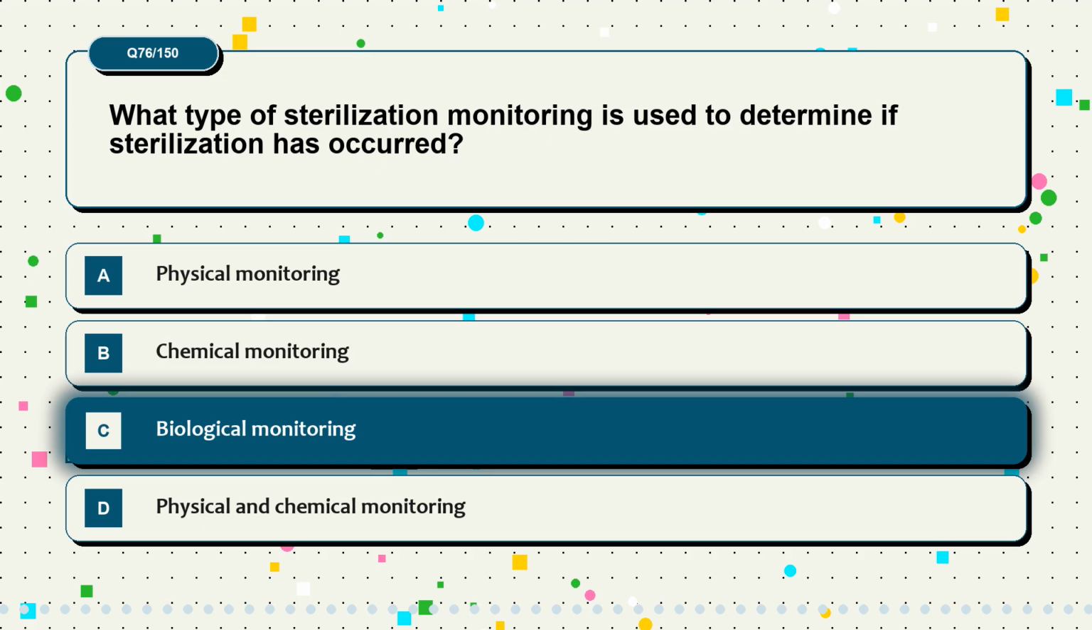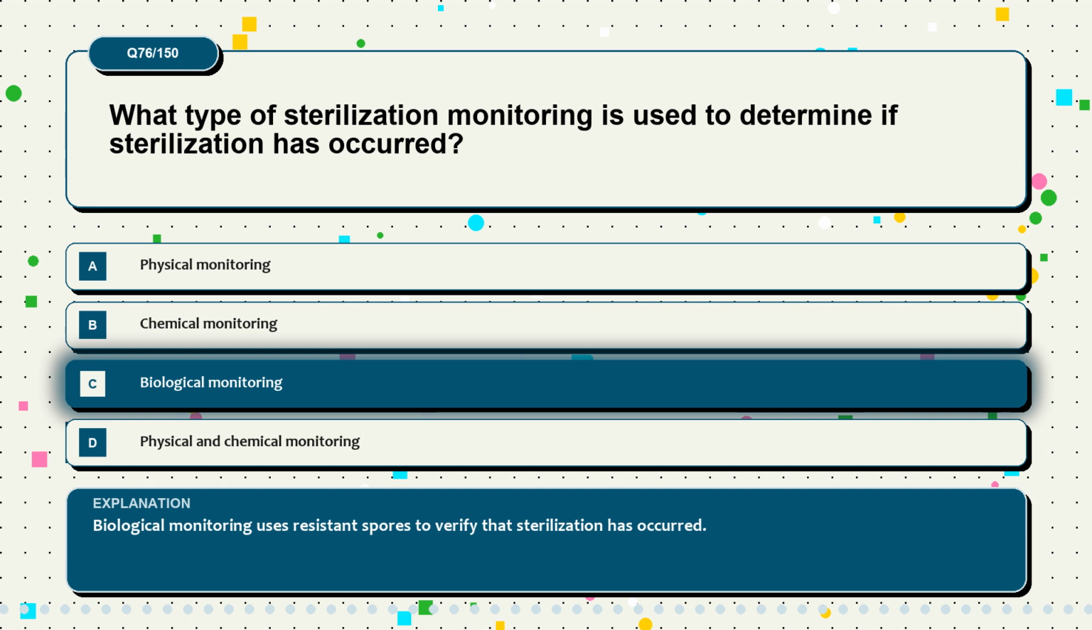The correct answer is option C, biological monitoring. Biological monitoring uses resistant spores to verify that sterilization has occurred.